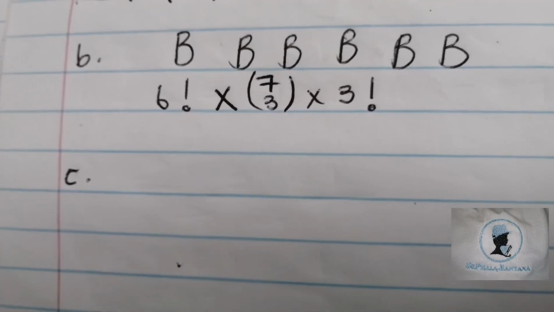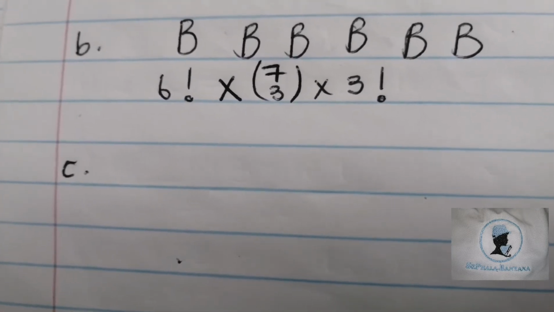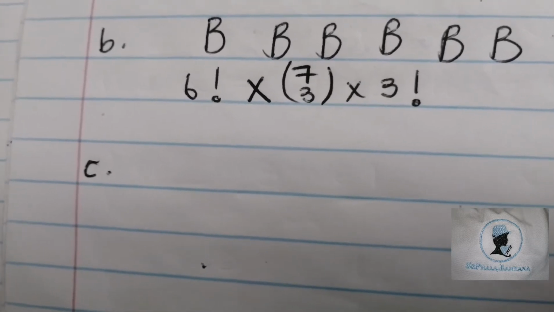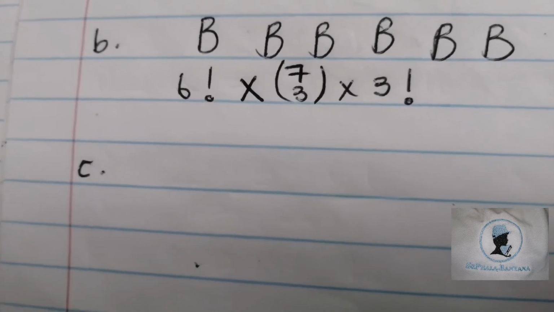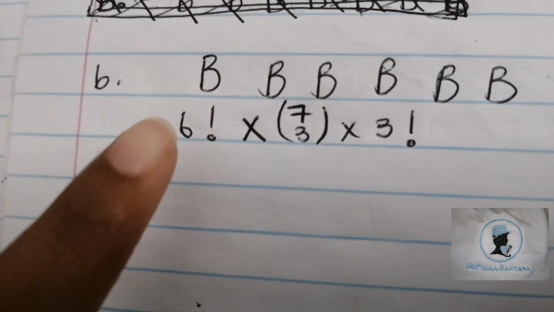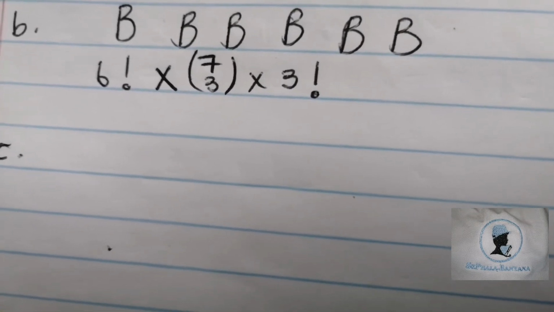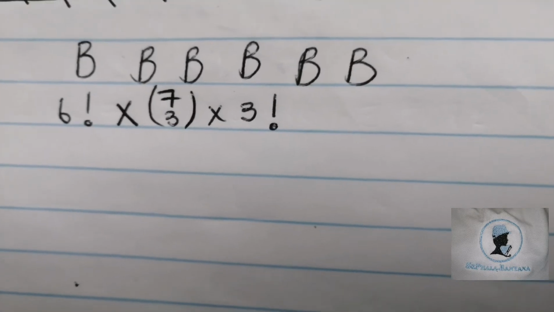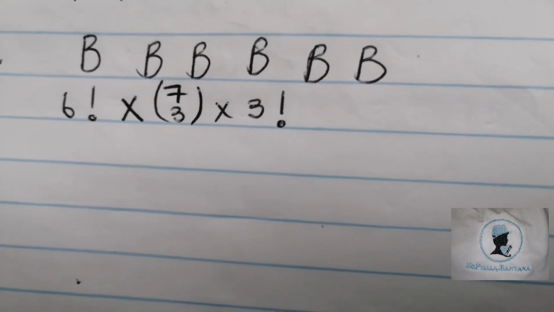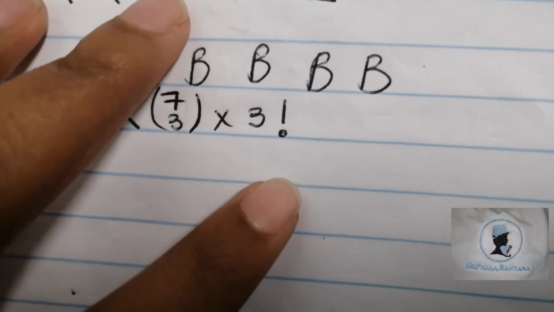So B says no 2 girls sit next to each other. So the condition is that no 2 girls sit next to each other. So we know that we have 6 boys. They didn't say anything about the boys, so you can just sit the boys. So the 6 factorial is to sit the boys. If you are a girl, you can sit anywhere, but you cannot sit next to each other. So you can choose to sit next to any boy or in between any boys.